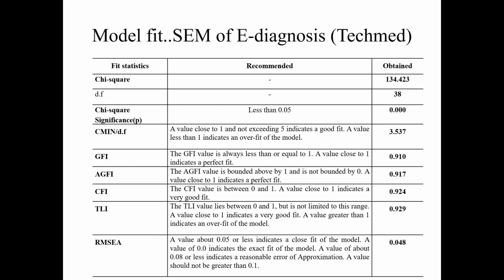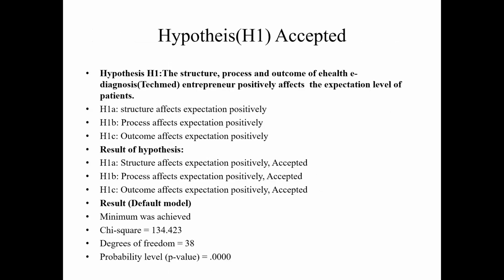0.924 is the CFI value, which is also a good fit. The TLI value lies between 0 and 1, that is 0.929, which is also a good fit. The RMSEA value is 0.048, a little lower than 0.05, which is also a good fit. So hypothesis 1 is accepted. The structure affects expectation positively. The process affects expectation positively.